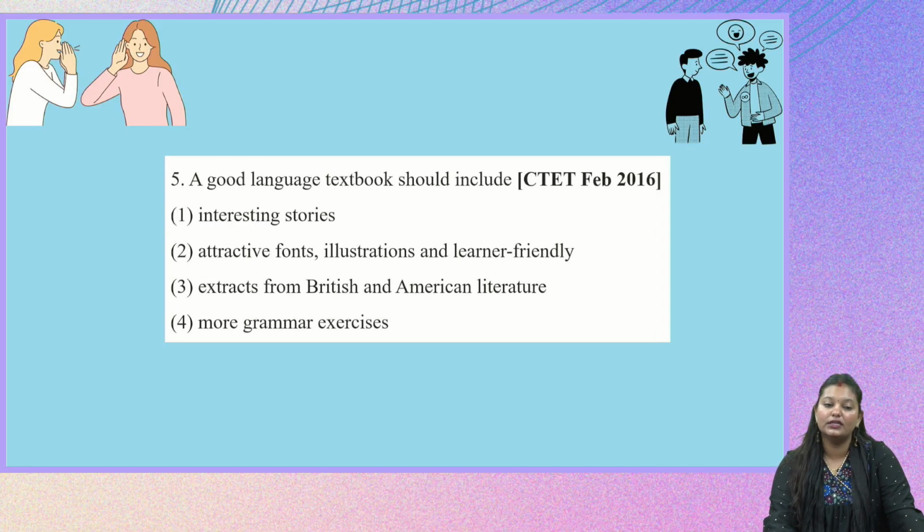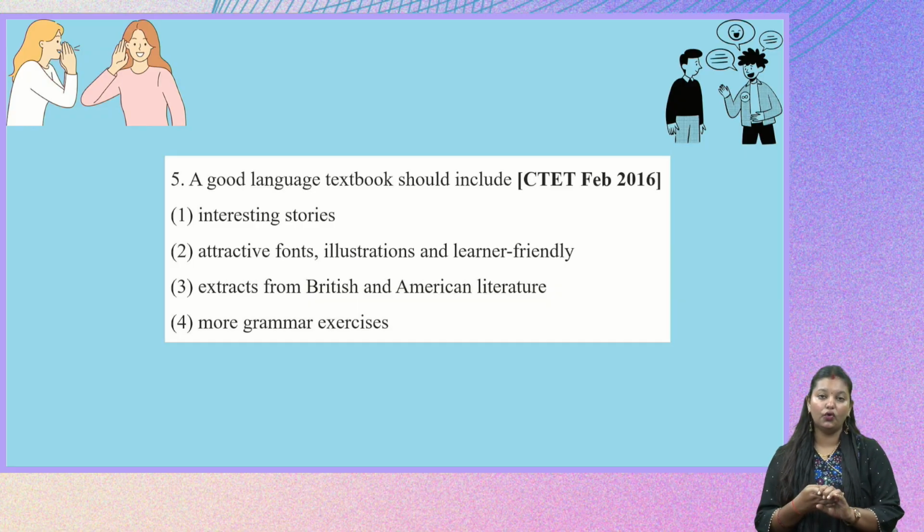The next question is, a good language textbook should include interesting stories, attractive fonts, illustrations, and learner-friendly extracts from British and American literature, and more grammar exercises. So from these 4, which are certain things that a good language textbook will have?